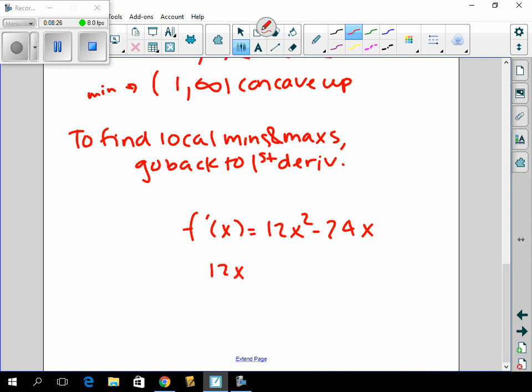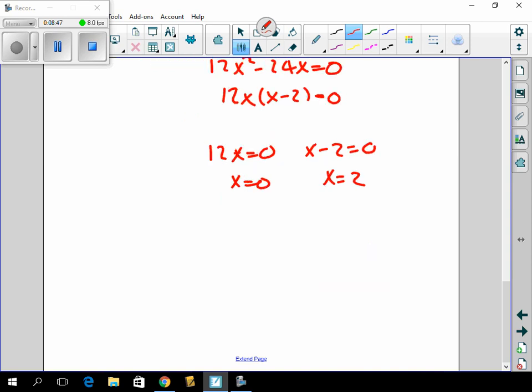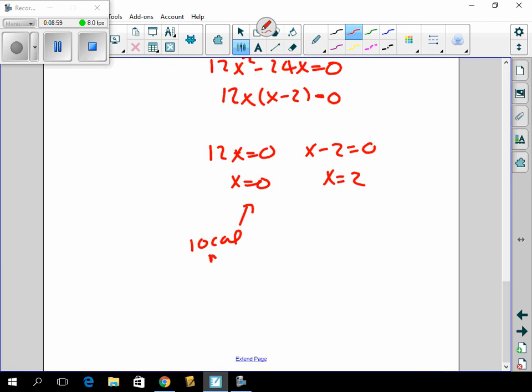I'm going to set that equal to 0. And then I can pull out a 12x, left with x minus 2. 12x equals 0, x minus 2 equals 0, x equals 0, x equals 2. And so these are actually the points I put on my sign chart. But I know this is a, what did we say? We said this was a local max because that's where it was concave down. So this is a local max, and this is a local minimum.